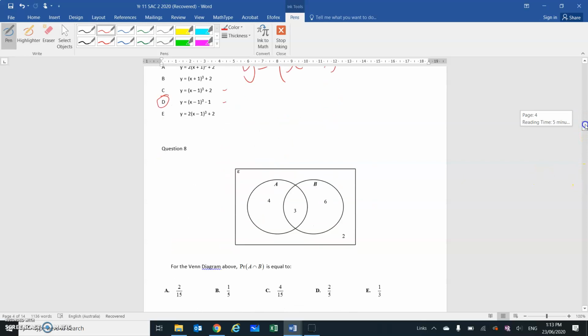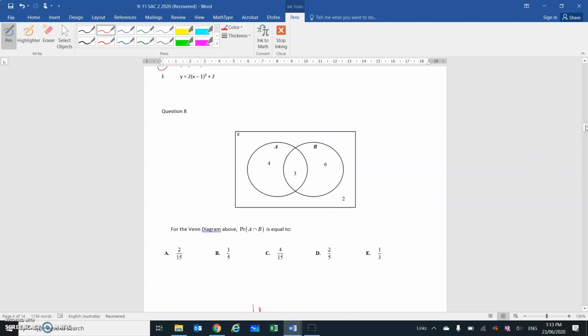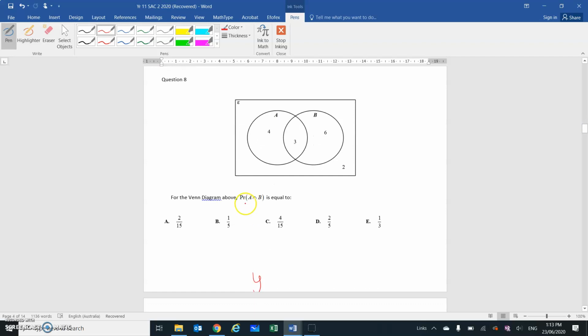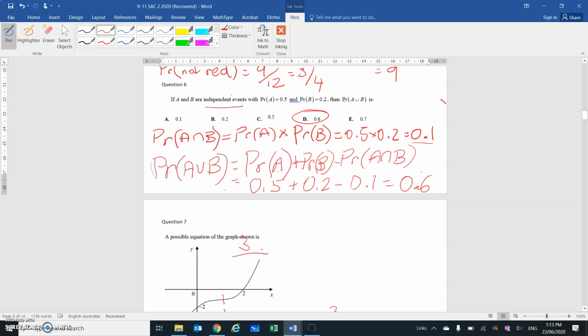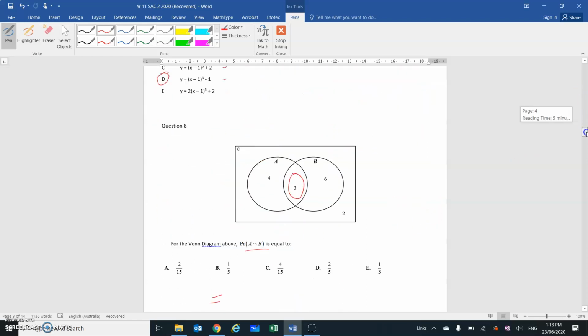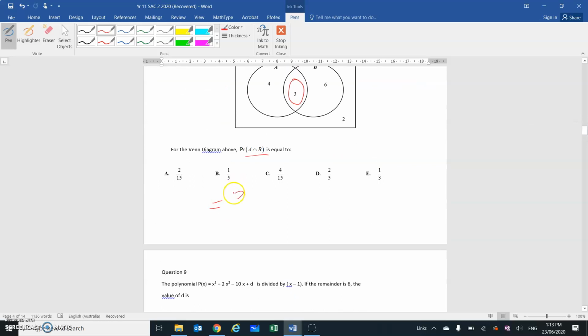All right, let's keep going. Okay, question 8. This hopefully was a fairly fast one. So we're looking at A intersection B, so just where they overlap, and there's only 3, so it equals 3 over the total. So the total is 4 plus 3 plus 6 plus 2, which is 15. Again, 3 over 15 is not an option because we always simplify our fractions, so that gives us 1 over 5. That was B.